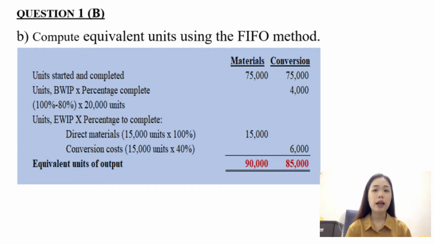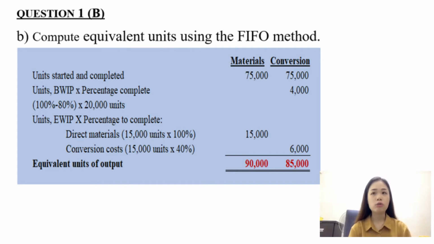So before we calculate the equivalent units of output, we need to separate into two departments, which are material and conversion. So units started and completed in these two departments are the same, which is 75,000 units. So we need to plus units in beginning work in process times percentage completed, which is 100% minus 80% times 20,000 units, which is 4,000 units.